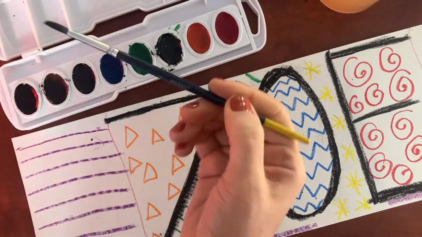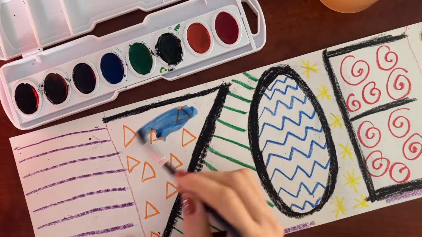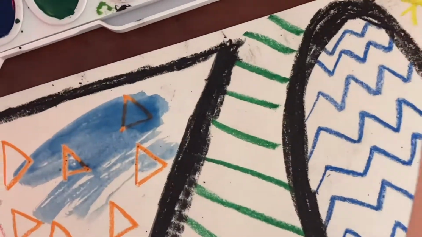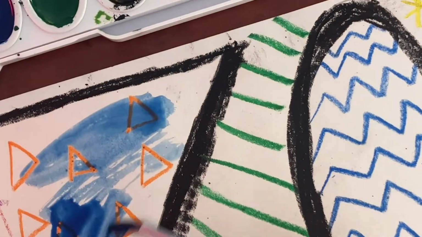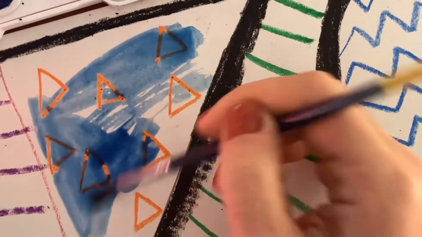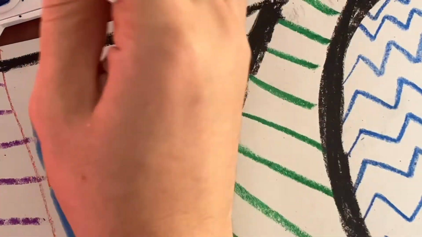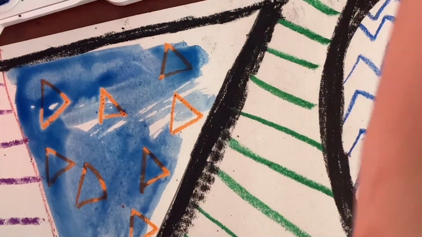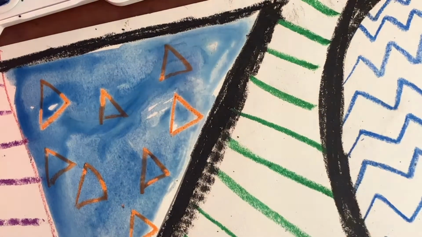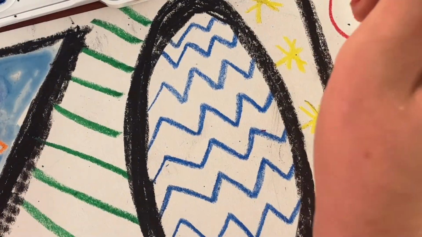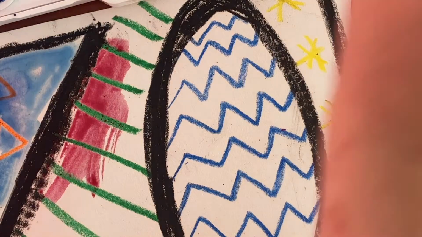You're going to brush your watercolor over those patterns that you drew. And we're going to learn more about this effect in the next lesson, but this is called wax resist. All right, artists, it's your turn. I can't wait to see what you create.